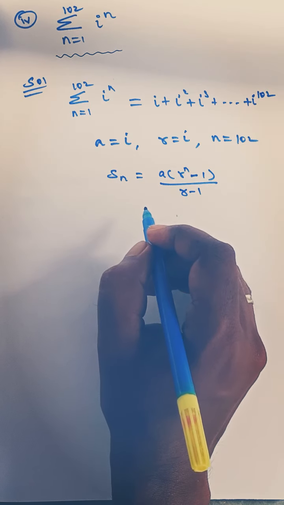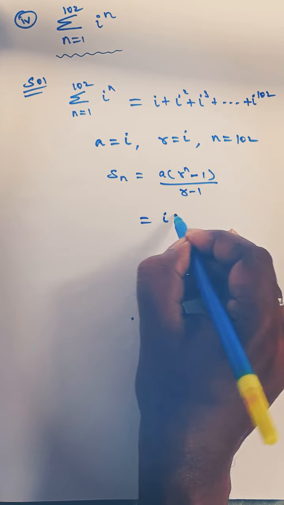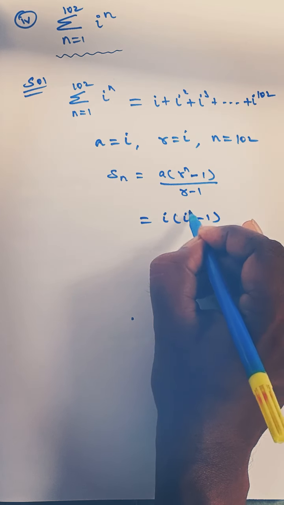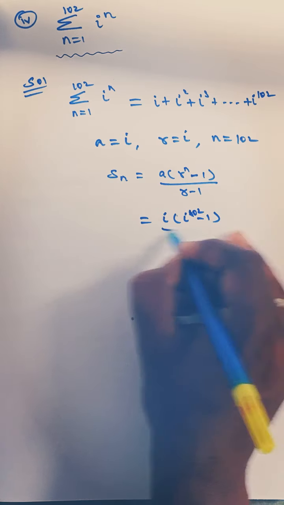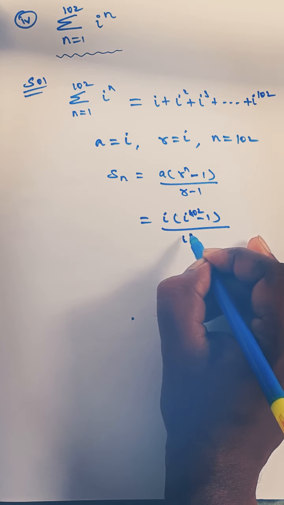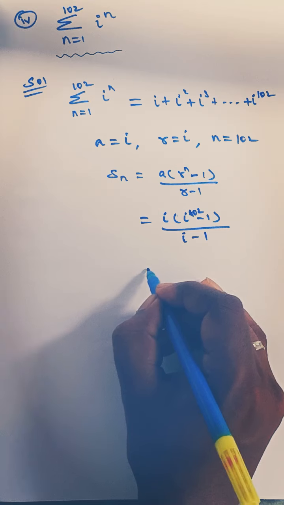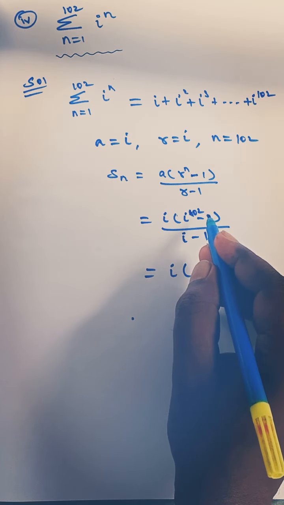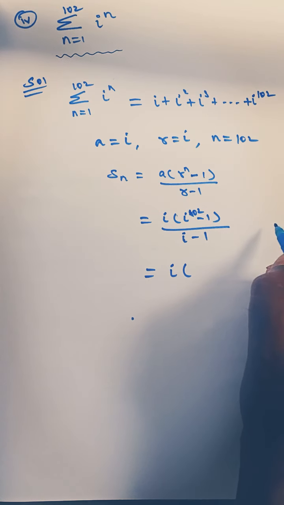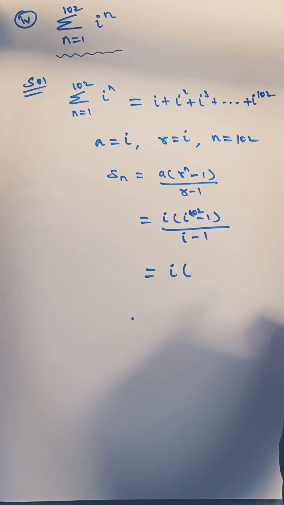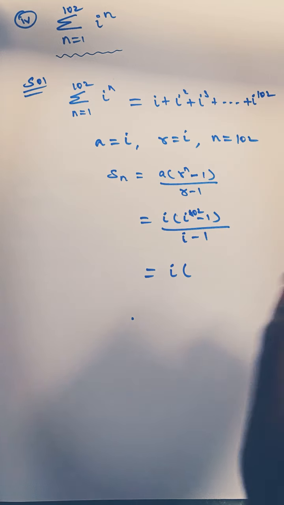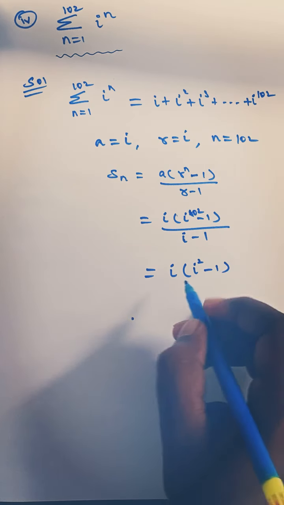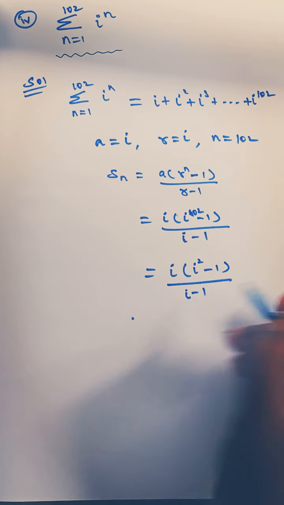So substitution: i into i power n minus 1, where n is 102, divided by i minus 1. So i into i to the power 102, 102 divided by 4, balance i squared. So balance i squared minus 1 divided by i minus 1.